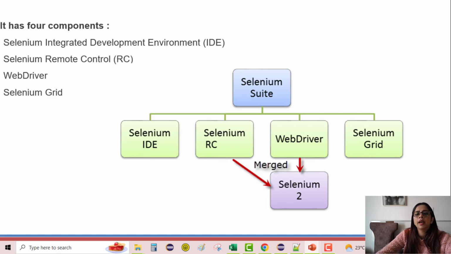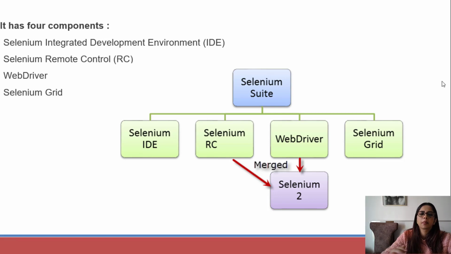And the fourth component of Selenium is Selenium Grid. So Selenium Grid supports parallel execution in Selenium. We'll talk about that too. Now RC and WebDriver's features were combined and they were called Selenium 2, but the most popular one in the market is still Selenium WebDriver. Okay. So these are the components of Selenium: IDE, which is a plugin which we'll learn, Selenium RC was there, then WebDriver came into the picture, and Selenium Grid.